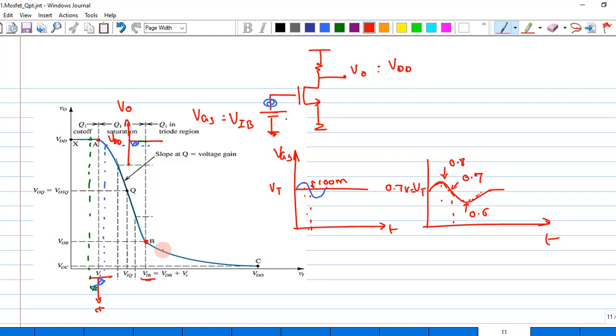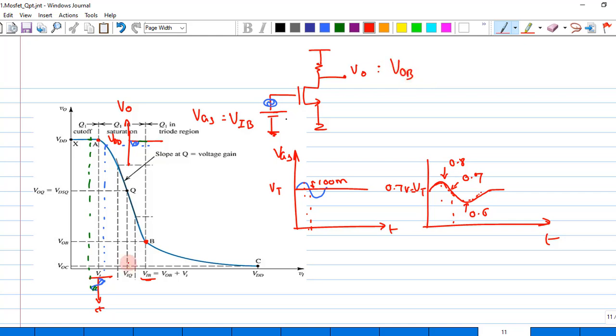Is this graph visible? Can you read the values? What is this? VOB, right? And that is the value that I have to expect. So at the Vout, I have this VOB.